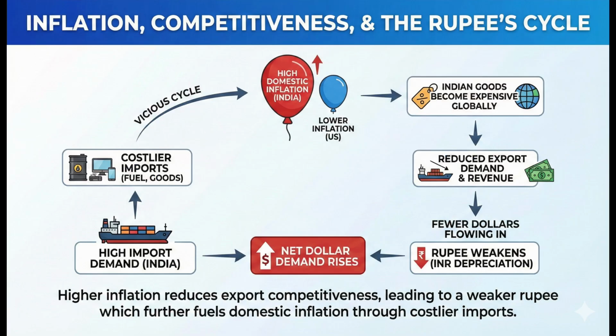Inflation, domestic prices and competitiveness. If inflation in India is higher than in countries like the US, Indian goods become relatively more expensive for foreign buyers. That reduces export demand. Less export revenue means fewer dollars coming into India. Combined with high import demand, net dollar demand rises and the rupee weakens. Also, costlier imports due to a weak rupee fuel domestic inflation, a vicious cycle.